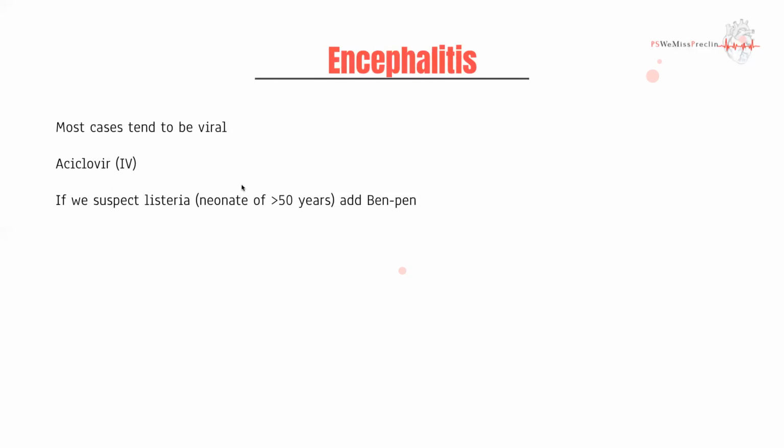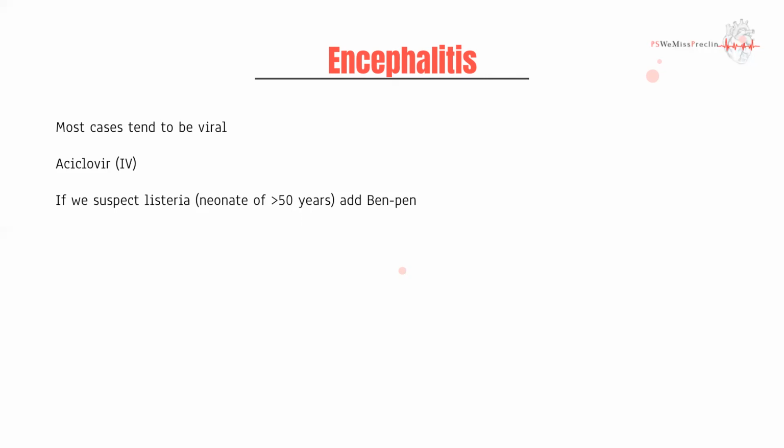And lastly, encephalitis. Encephalitis is inflammation of the brain itself and infection of the brain itself, compared to meningitis, that is just an infection of the meninges. Most cases of encephalitis tend to be viral, although you can have autoimmune encephalitis, although I think that's a bit above your pay grade. Because most cases are going to be viral, our go-to treatment is going to be antiviral therapy, and that's usually going to be acyclovir that's given IV.